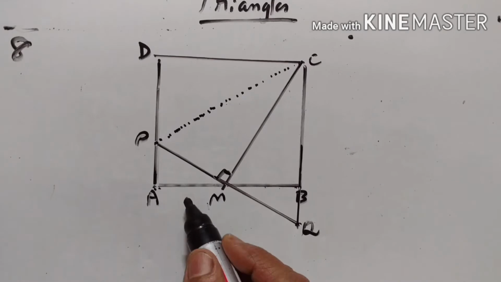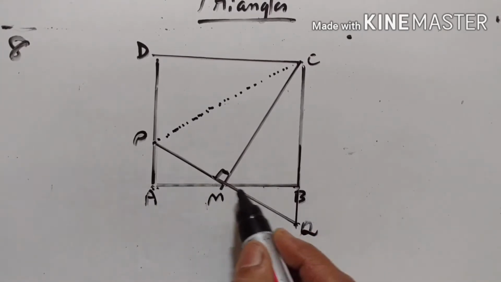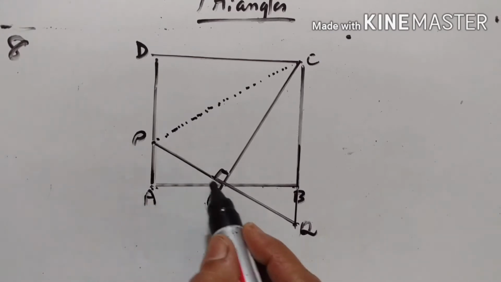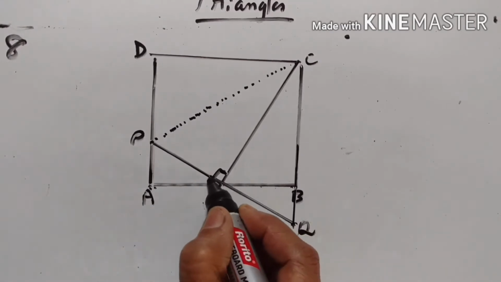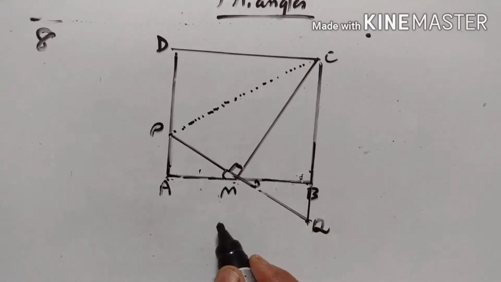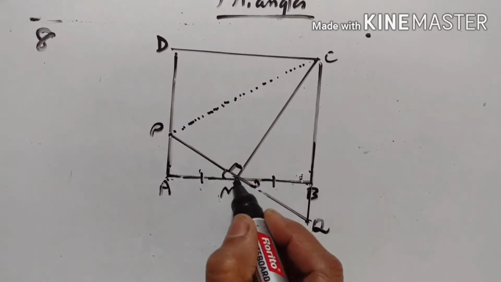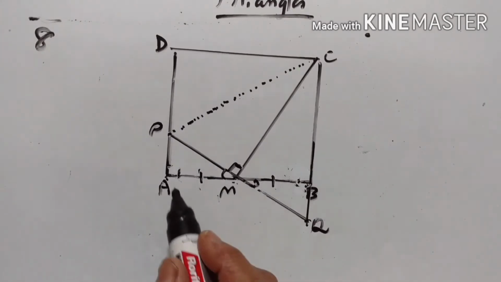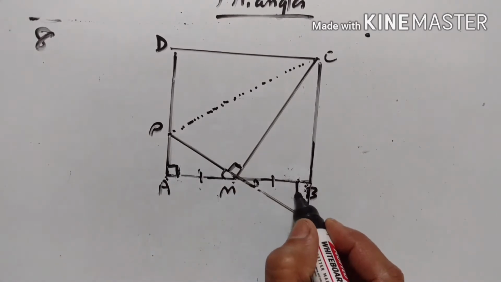Now in triangle PAM and triangle QBM, angle PMA is equal to angle QMB, vertically opposite angles. AM is equal to BM because M is the midpoint of AB. Angle PAM is equal to angle QBM.